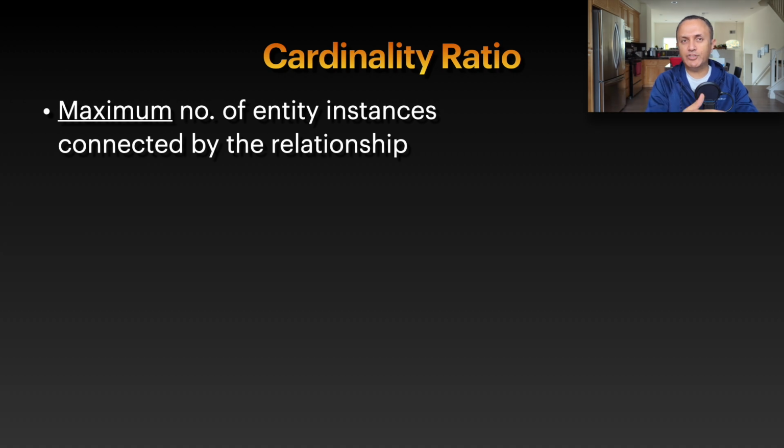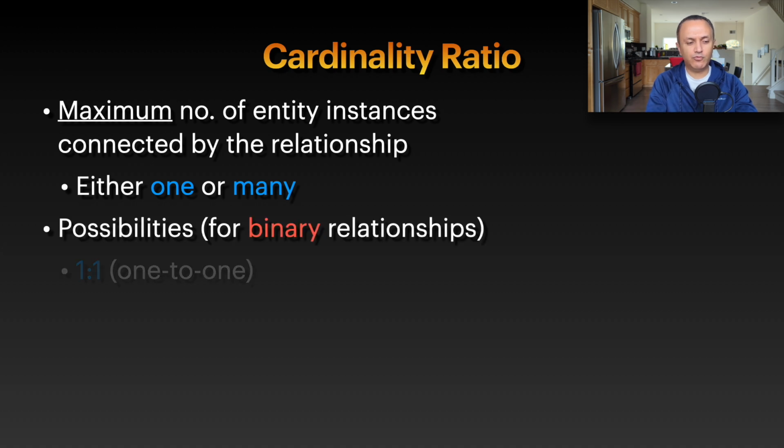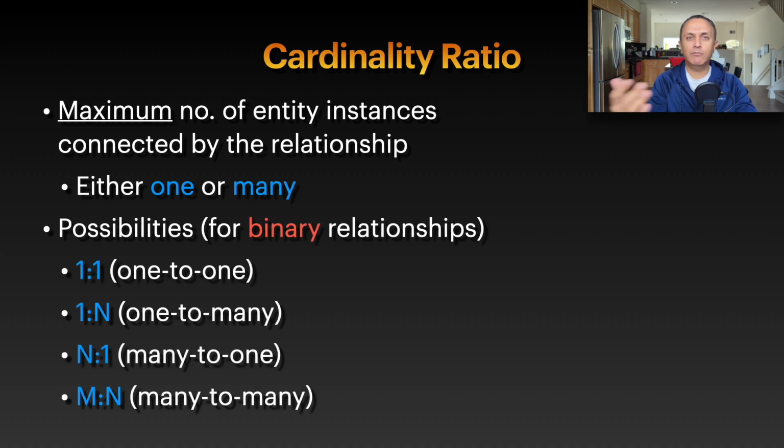Basically, we want to know it's either one or many. Each object can connect to only one other object maximum, or it could connect to multiple other objects maximum. So this is what the cardinality ratio tells us. It's either one or many for each side of the relationship. If you're talking about a binary relationship, you have 2 sides, right? Each side can be either one or many, so you have 4 different combinations. You might have a one-to-one relationship, you might have a one-to-many, many-to-one, or many-to-many.